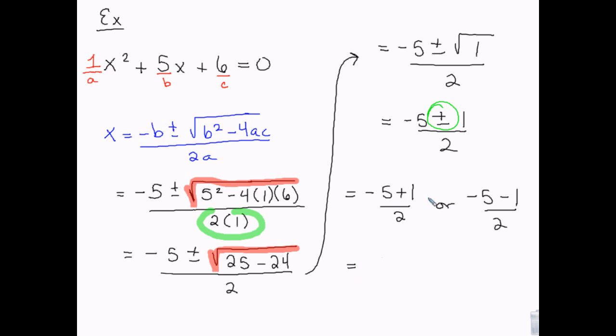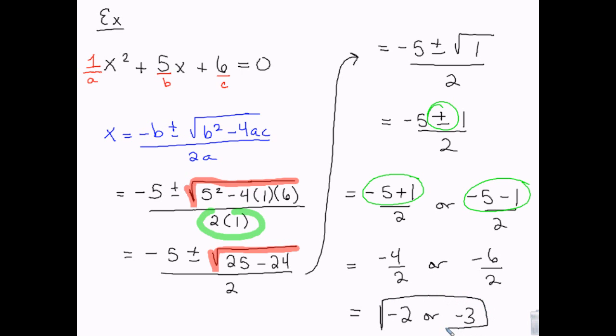Negative 5 plus 1 is negative 4, and then negative 5 minus 1 is negative 6. And then last, you divide by the denominator, divide by 2. So negative 4 divided by 2 is negative 2, and negative 6 divided by 2 is negative 3. So you're going to have 2 answers.